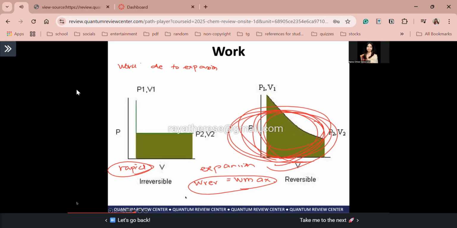Now, how about for compression? For compression naman guys, mas maliit naman ang reversible work than irreversible work. So, for compression, WREV is the minimum work obtainable for compression. Okay?